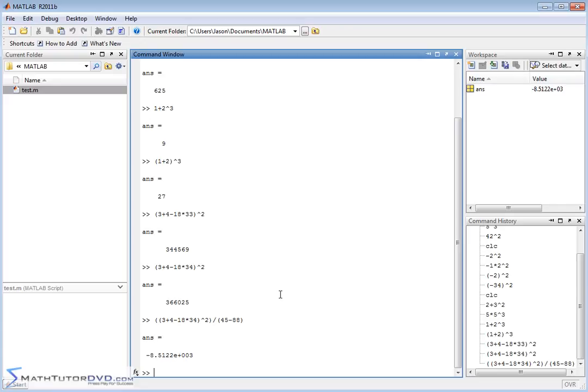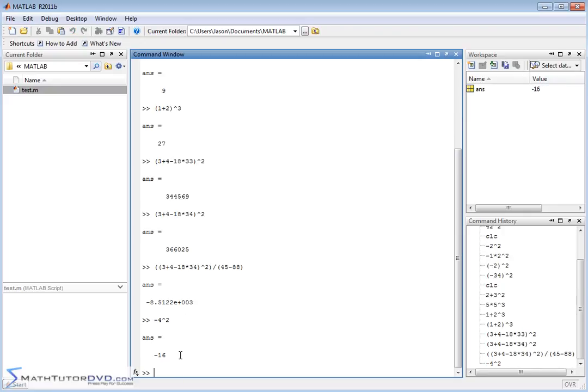It's just that when you type everything in, you need to be careful, especially when you do things like -4 to the second power. You expect a positive number, but it gives you a negative number. So make sure that you understand that.